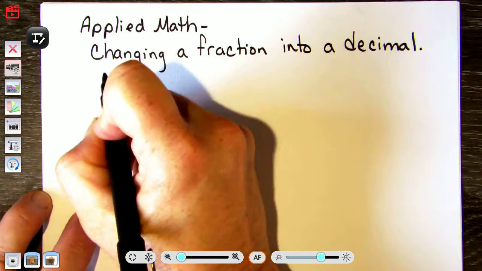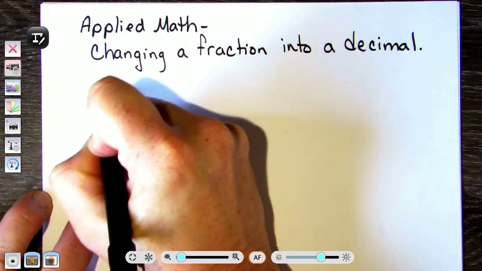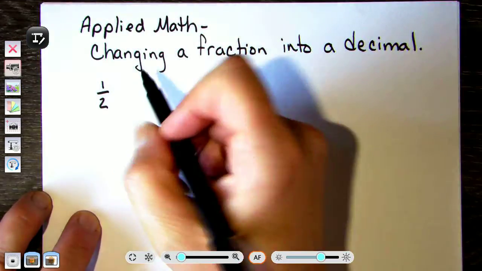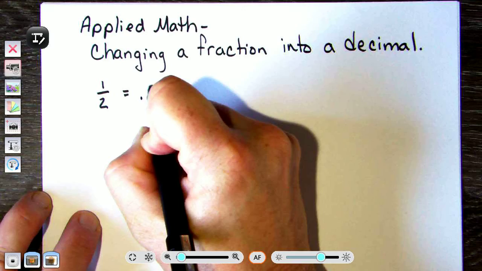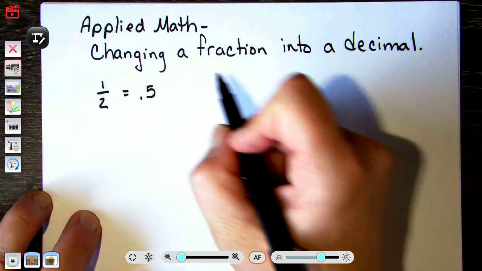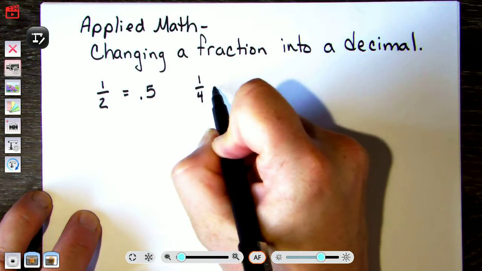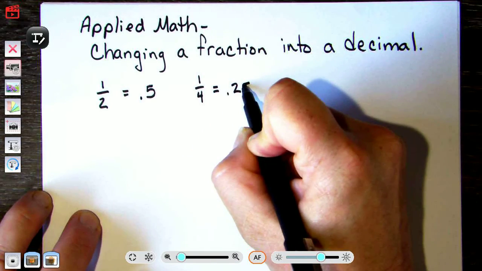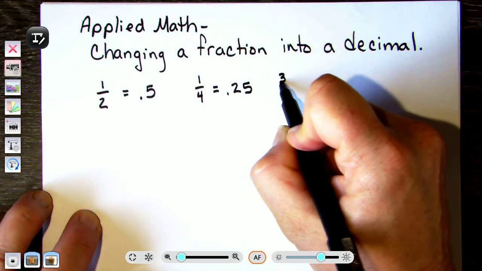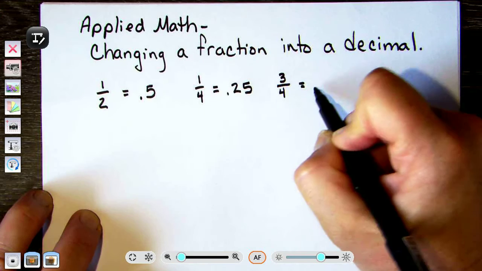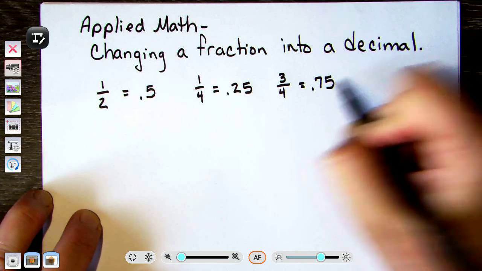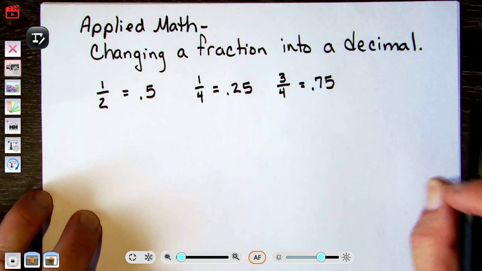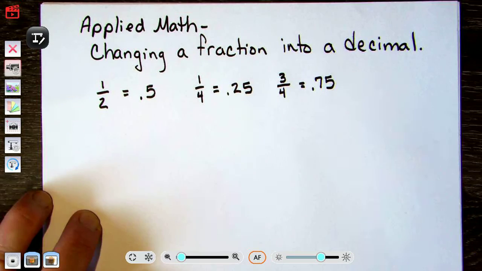Some of those that we kind of already know is 1/2, and most of you know that 1/2 is 0.5. A lot of you will know that 1/4 or a quarter is 0.25. And some of you also know that 3/4 is 0.75 or 75 hundredths. There are other decimals that you may know and you can add to your list. Some of you know 1/8, 3/8, some of you know 1/3, and so forth.